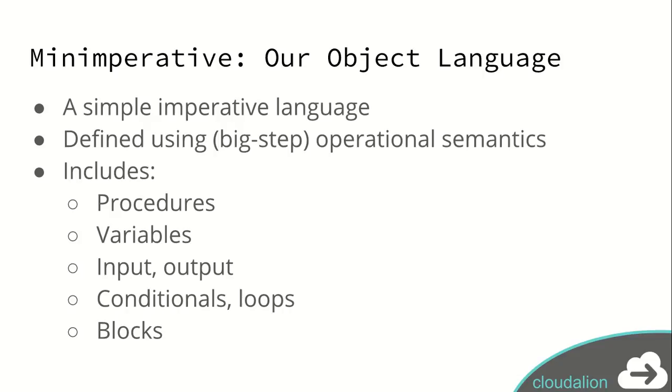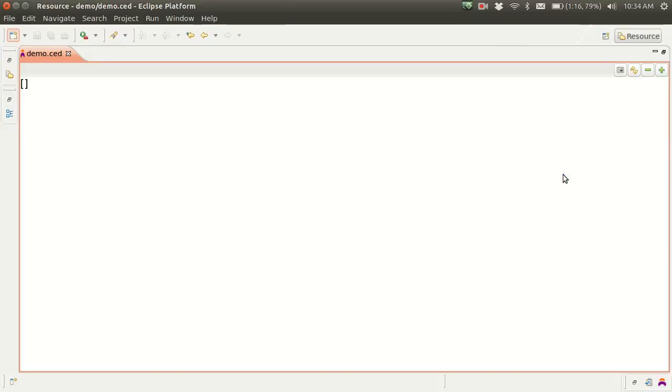Now, why am I talking about this in detail? Because every family has its black sheep, and in our case, the blocks are the black sheep of Min Imperative because of usability. Let me show you a little bit.